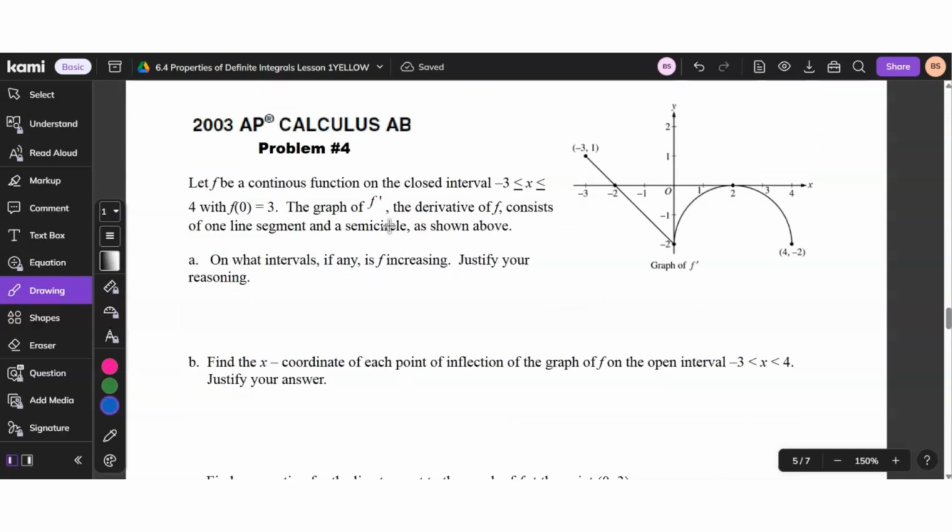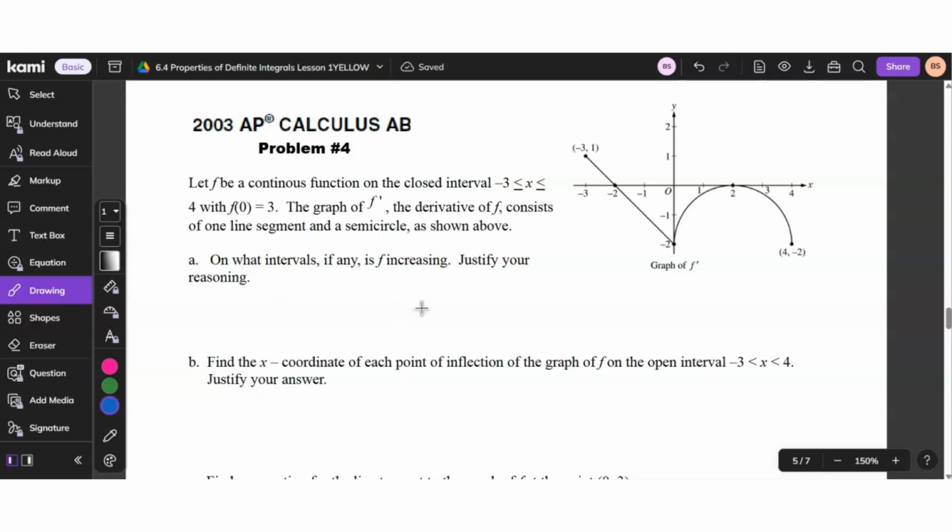So let's keep going. Okay, f is a continuous function on the closed interval from -3 to 4, where f of 0 is 3. As soon as you see something like that, that's your initial condition. Later on, you'll be given context as to why or what those initial conditions are, but when we're first learning, we're just going to give them to you so that you can actually work on the problems and figure out the math. Then we'll apply context later. So the graph of f prime is over here, and the derivative of f consists of one line segment and a semicircle as shown. On what intervals is f increasing?